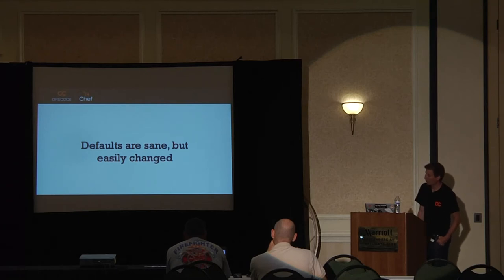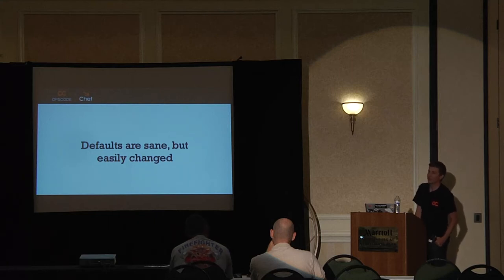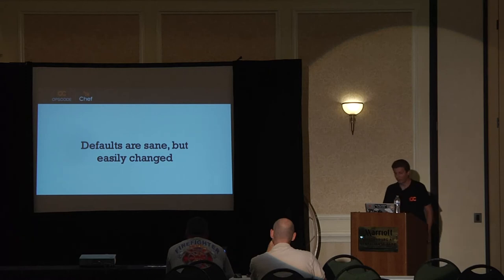From Chef's perspective, the tool should do pretty much what you expect. There should be sane defaults, but you need to have those override points when you need them. You need to be able to change things. Out of the box, you're going to get something that's not going to blow up in your face and it's going to work. But if you see a need to change things, scale things differently, or tweak things, you have the pivots to do that.